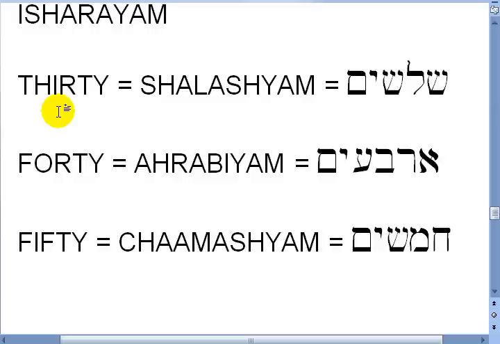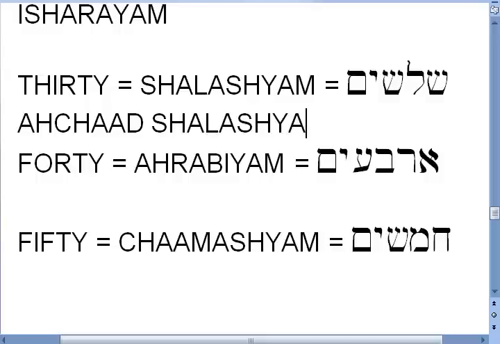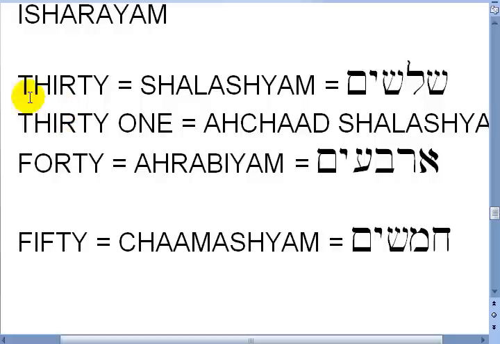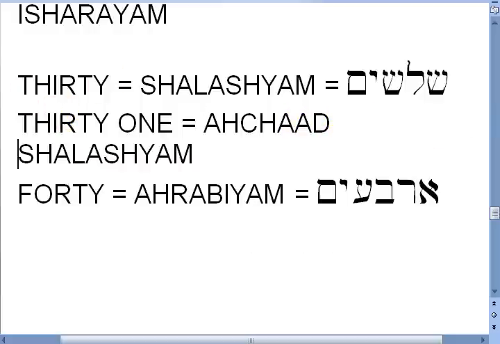And then the way you would say 31 would be Akkad Shalashim. You would do the same thing, Shanya Shalashim, which is 32. Shanya is 2, Shalashim is 30. Shalash Shalashim would be 33. You just keep adding the first number, the number 1 or 2 or 3, at the beginning, and then add Shalashim, which is 30, at the end. Same thing with 20, same thing with 40, same thing with 50, all the way down.